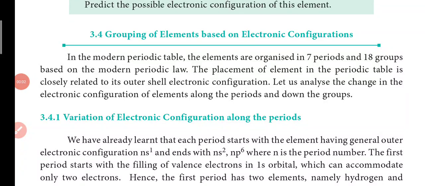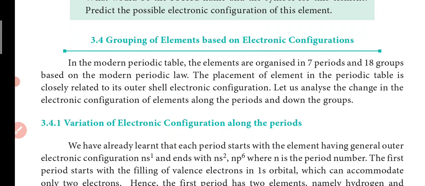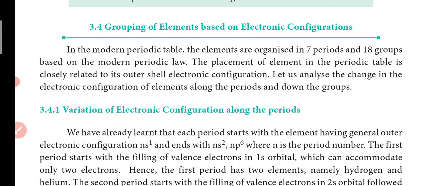Good morning, students. So we are in the third chapter, that is periodic classification of elements. We are going to see the continuation. Yesterday we discussed the nomenclature, and the modern periodic table, which was designed by Henry Moseley, and how to name the elements with atomic number greater than 100. We saw what IUPAC rules we need to follow.